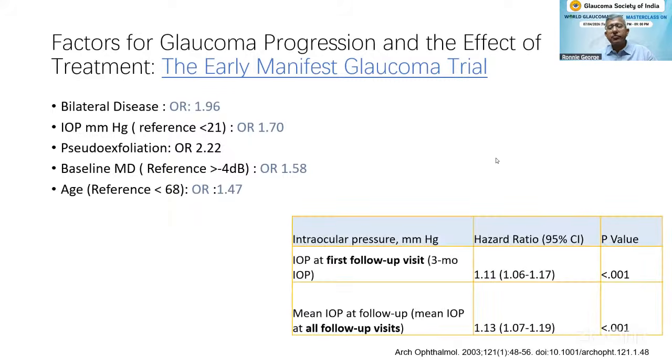And they also found that with the intraocular pressure at the first follow-up visit over the first 3 months, higher intraocular pressure was associated with 11% greater risk of progression, and the mean intraocular pressure across all follow-ups was associated with 13% greater risk of progression. This is per millimeter of mercury. So essentially, if you get your pressures lower, the risk of progression is lower.